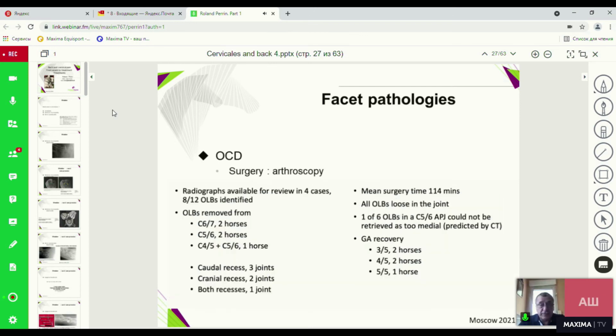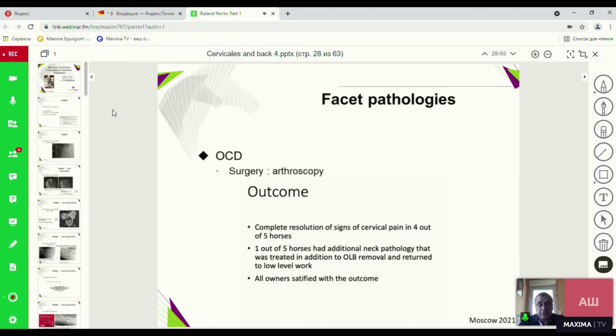So this is what they have done with arthroscopy. What is not very interesting is just what they have done. What is interesting is the outcome. So they have a good resolution of the cervical pain in 4 of 5 horses. So this is not too bad.